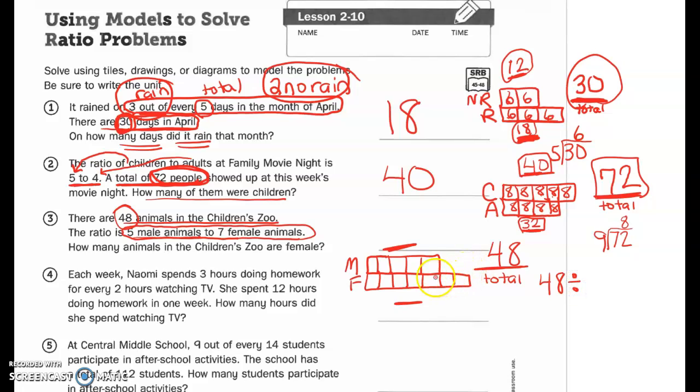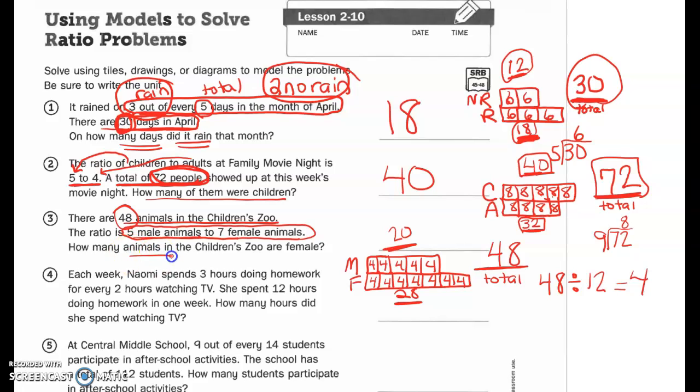You're going to divide 48 by 12 because there are 12 boxes. And 48 divided by 12 is 4. So my magic number is 4. And so it looks like I have 5 boxes of 4, which is 20. And then I have 7 boxes for female, and 4 times 7 is 28.